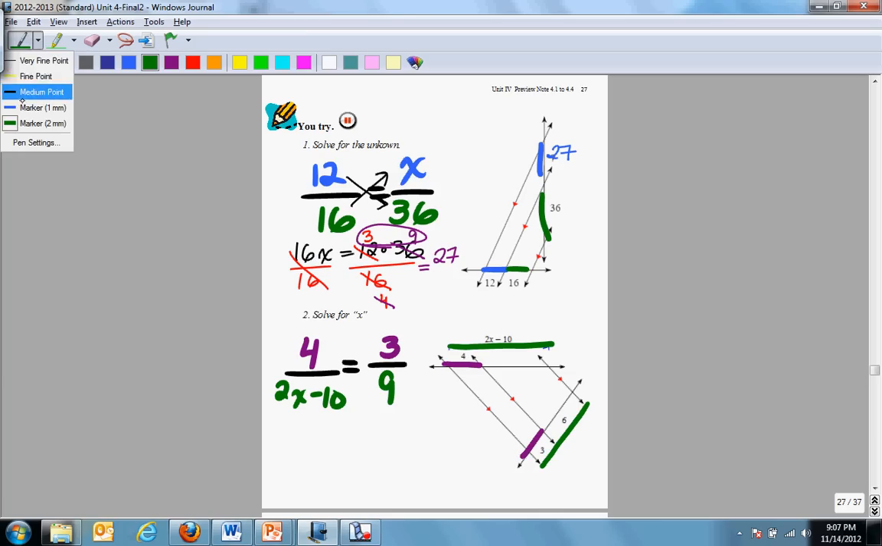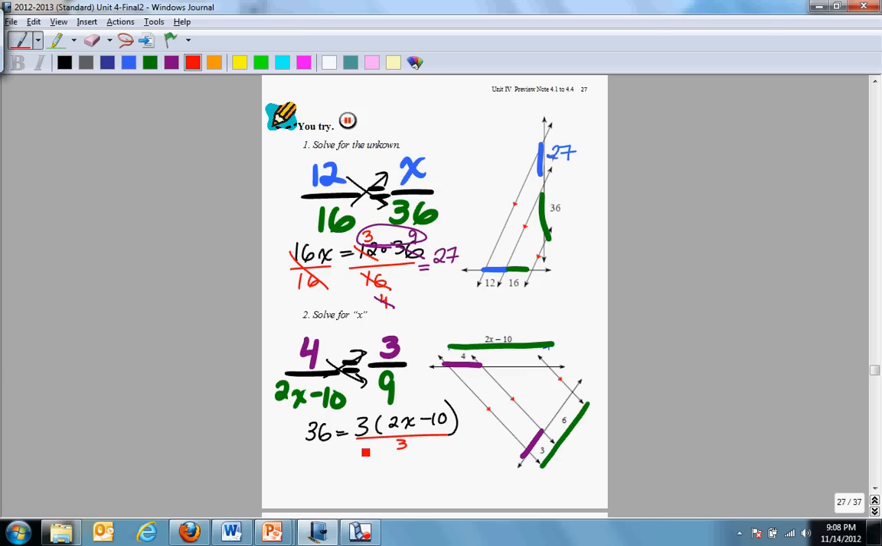Now we're going to cross multiply. And we have 4 times 9, which is 36. And 3 times 2x minus 10. Instead of distributing, since 3 goes in the left evenly, I'm going to just divide both sides by 3. End up with 12 equals 2x minus 10. Add 10 both sides. 22 equals 2x, therefore x equals 11. So I put x equals 11 here. I get 2 times 11, which is 22, minus 10. This whole thing's going to be 12.